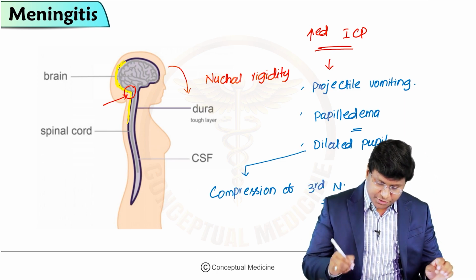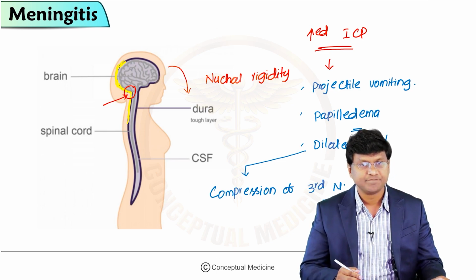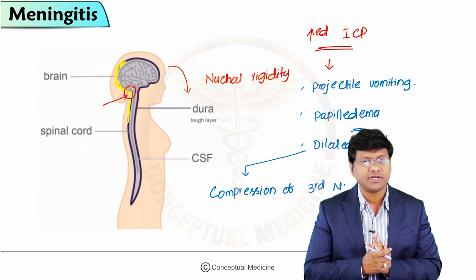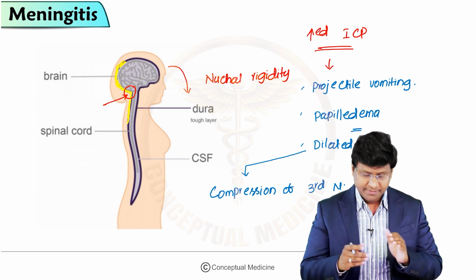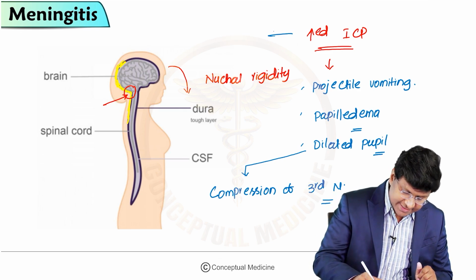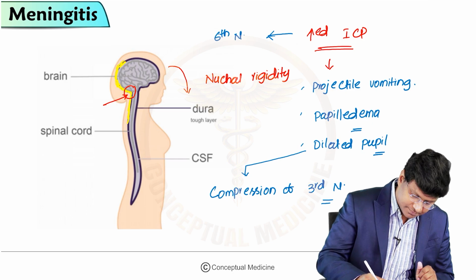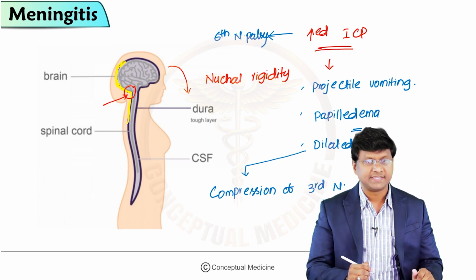Right, so due to compression of the third nerve, these individuals will have the dilated pupil. Okay, and the next important point that you have to know is that because of raised intracranial pressure, there can be sixth nerve palsy as well.